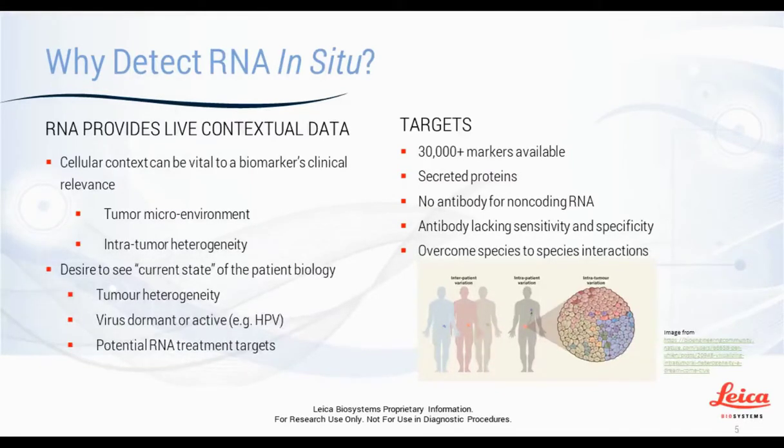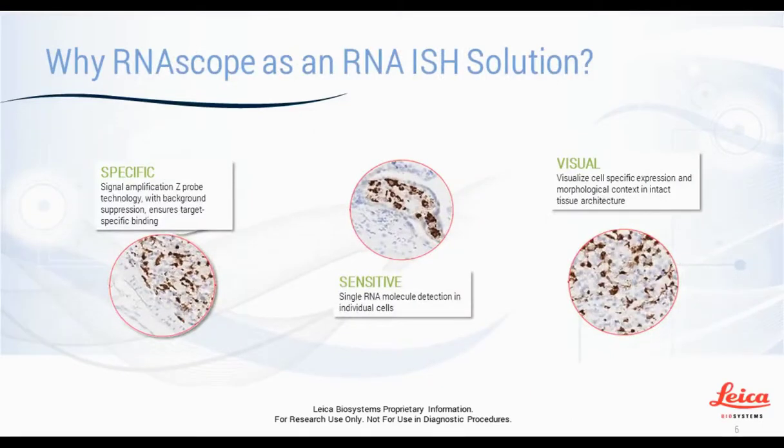So why we want to detect RNA in situ is pretty clear. Cellular context is vital to a biomarker's clinical relevance, and mRNA gives clues as to what's happening in the tissue at the time of excision. But why RNA over DNA or protein applications is not so obvious, and largely that's because RNA-ISH has been an inferior test for many years. But that's no longer the case, and RNA-ISH bridges the gap between DNA and protein in the cell and allows researchers to see the current state of what is happening in tissue.